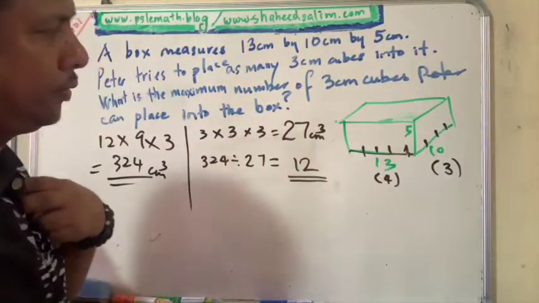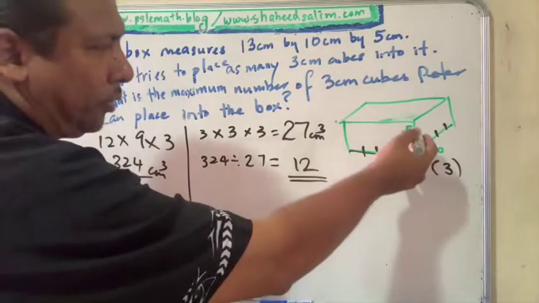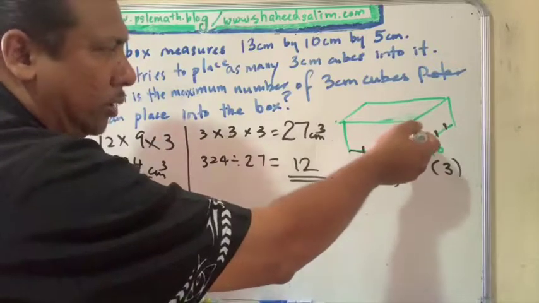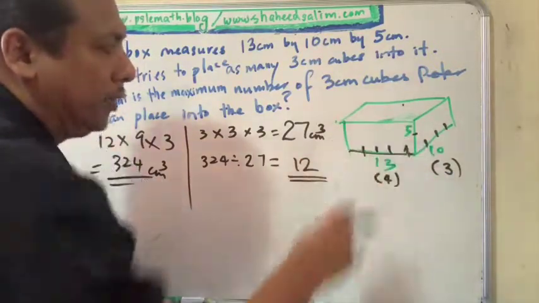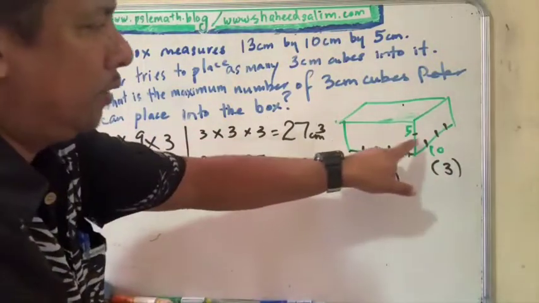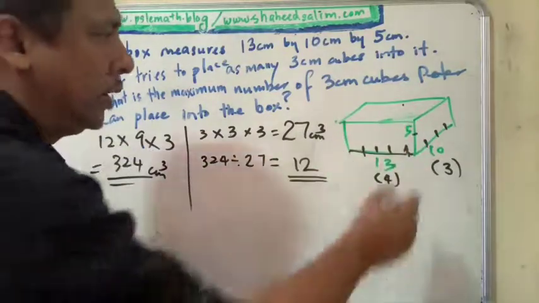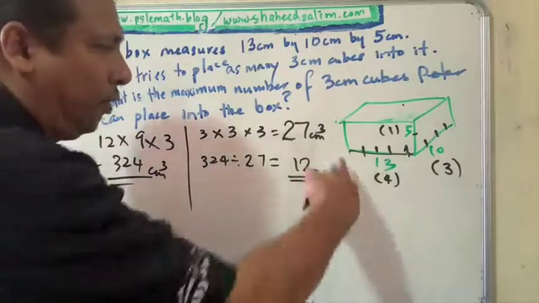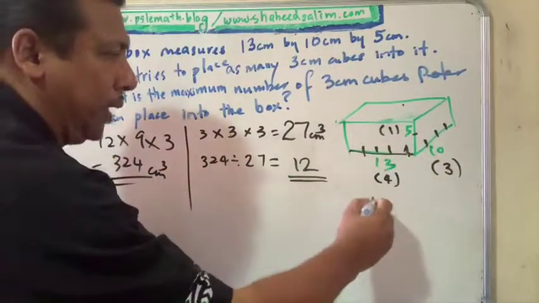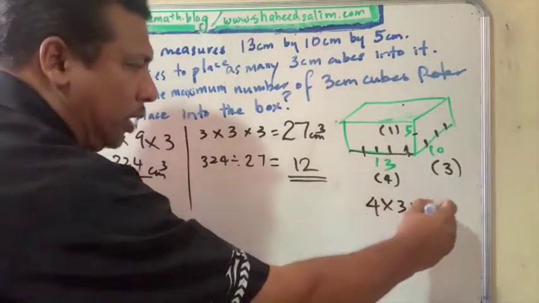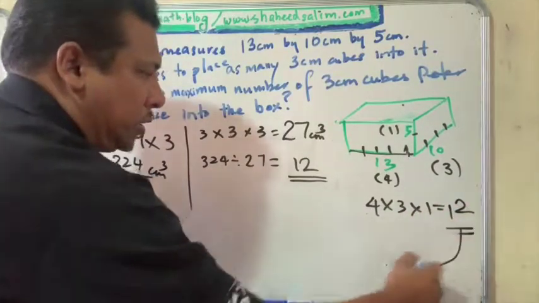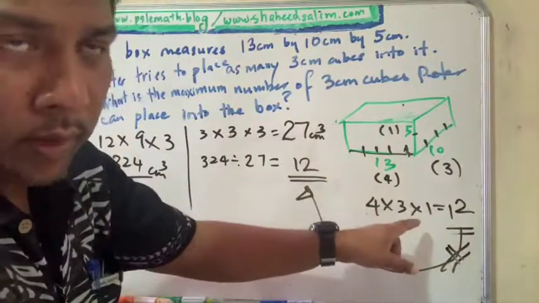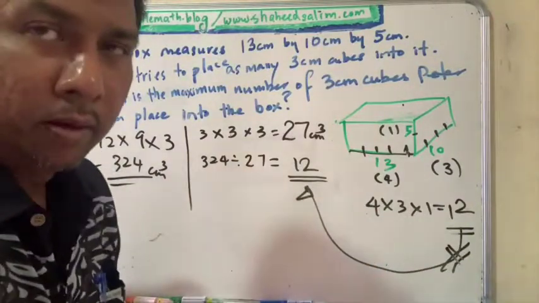And for the height, you can only fit 1 cube here. It's 3 cm, and the next one is 6. 5 is less than 6, so you can only fit 1 cube here. And I write 1 here. You take these numbers in the brackets, 4, 3, and 1, and multiply them to get 4 times 3 times 1, you get 12, which is the answer here. This is a shorter way of doing it. This is a longer way of doing it. Both ways are correct.